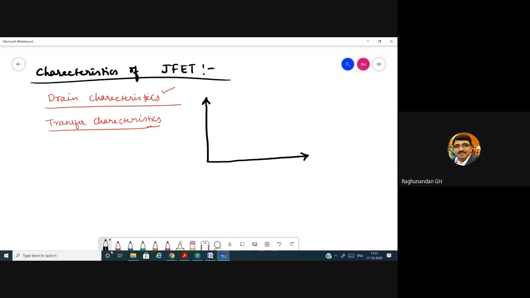Voltage and the current, I versus V. Now, one more thing here: in explaining the drain characteristics, I'll be taking one current to explain this, and two voltages. One current is drain current, and two voltages means gate to source voltage and drain to source voltage.